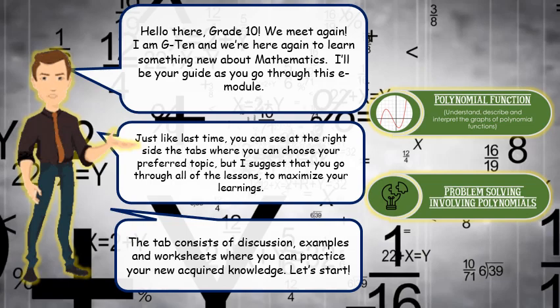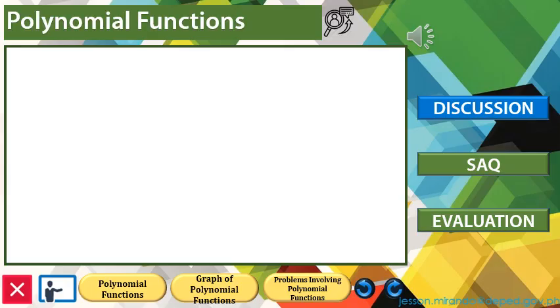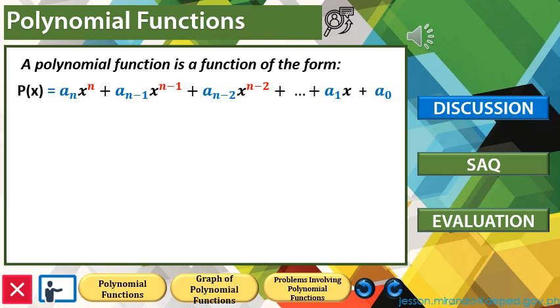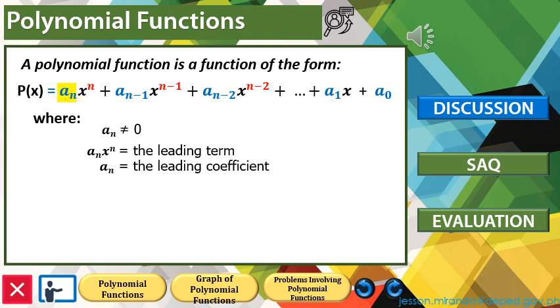Let's start. What is a polynomial function? A polynomial function is a function of the form where a sub n is not equal to 0. A sub n times x raised to n is the leading term. A sub n is the leading coefficient. A sub 0 is the constant term.